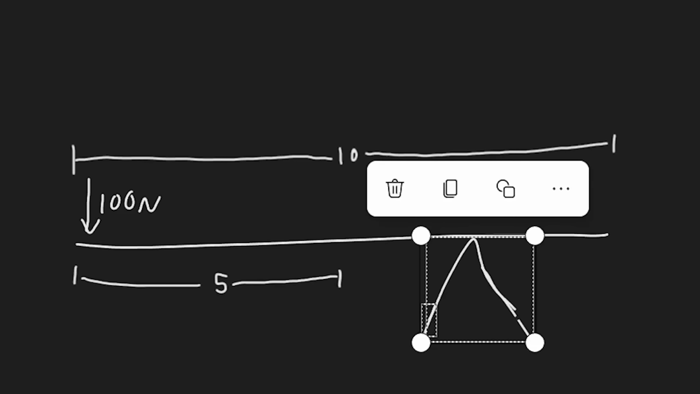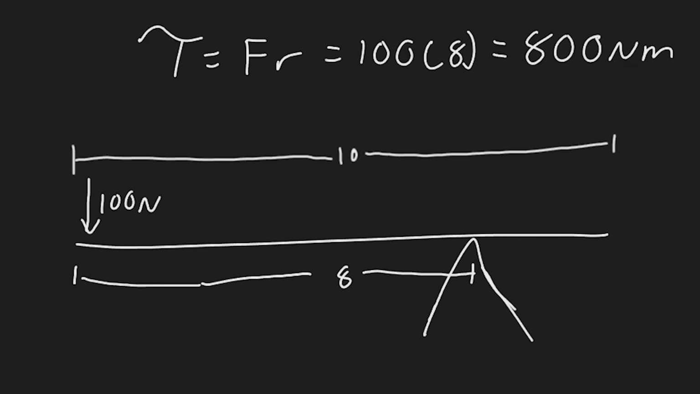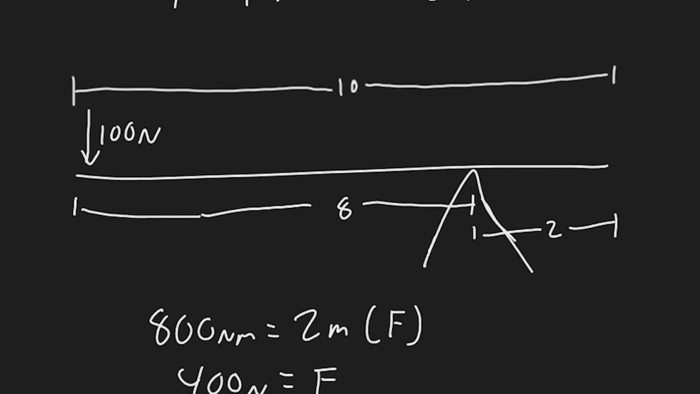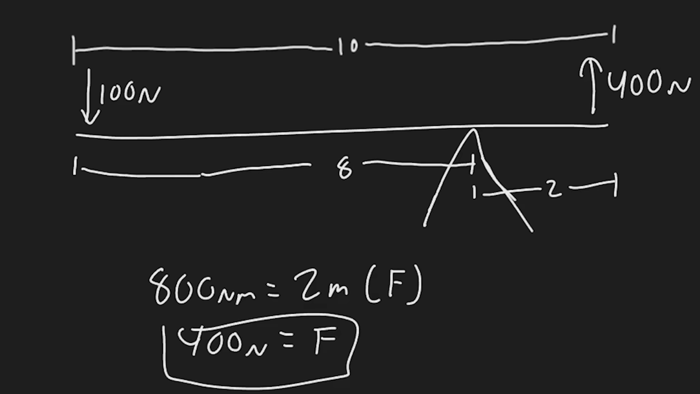Now if this fulcrum gets moved 3 meters to the right, our R is now 8, so our torque is 800 newton meters. This also means that our torque on the other side must also be 800 newton meters. We know our R on the other side is 2 meters, so we can now say 800 equals 2F to get a force of 400 newtons coming off the other side. Fun fact, this is why levers are such an effective simple machine.